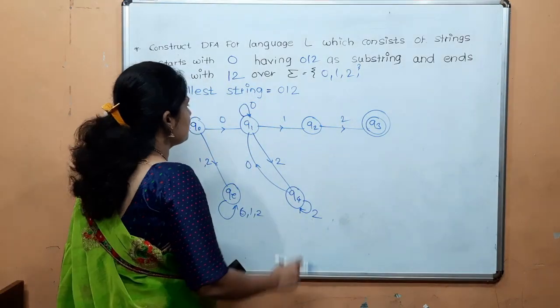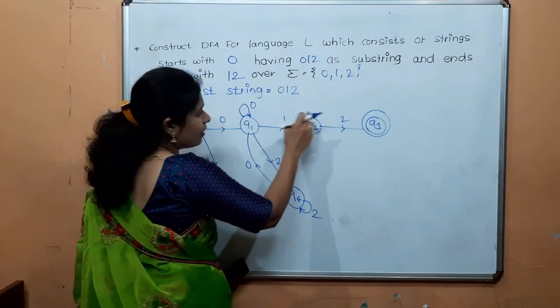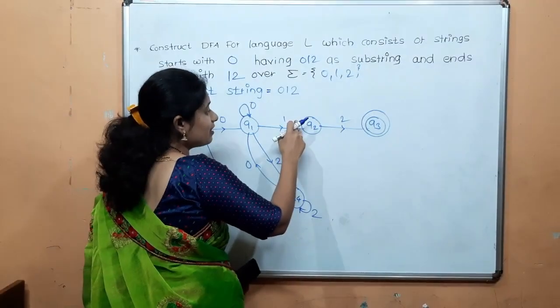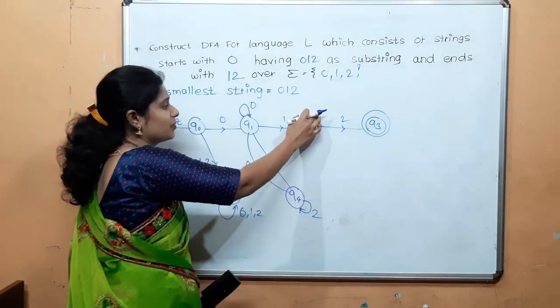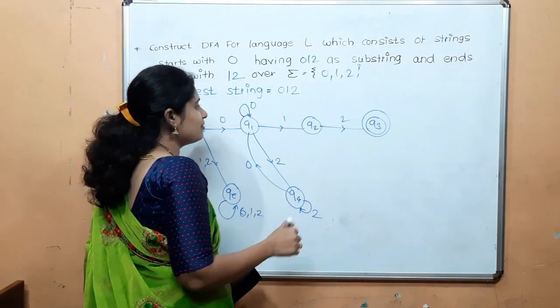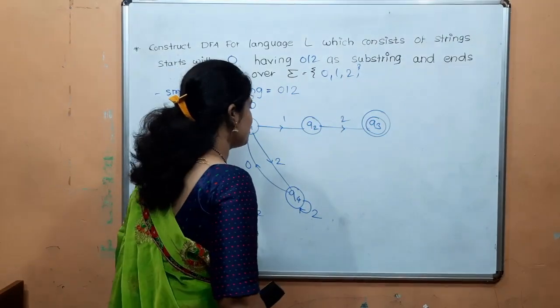Okay. Now see here. Having 0, 1, 2, after this 1 will occur. Then what can I do? I cannot give here a self loop because it will become 1, 1, 2, and the condition is that 0, 1, 2. That's why here we cannot give the self loop of a 1.